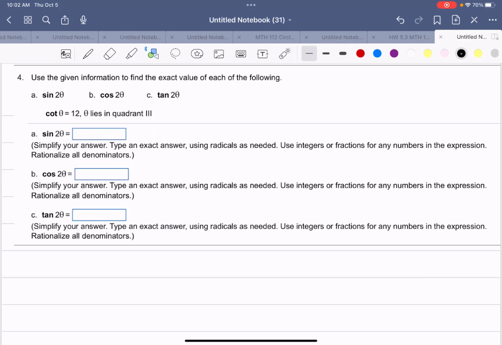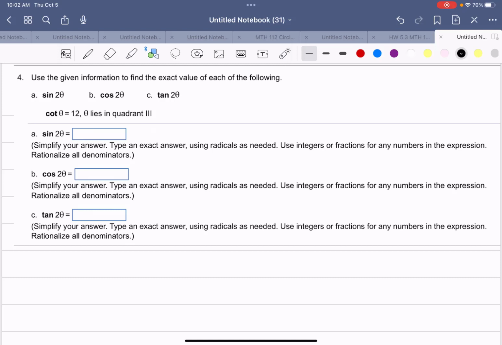Example number 4. Use the given information to find the exact value of each of the following. A, sine 2 theta, B, cosine 2 theta, C, tan 2 theta. Given that cotangent of theta is 12 and theta lies in quadrant 3.